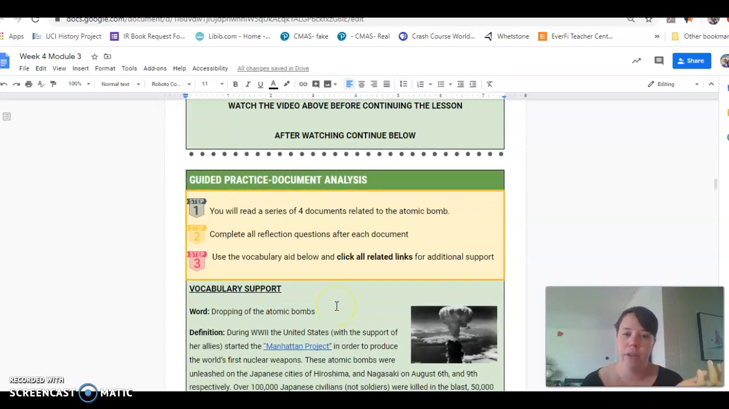Once you've completed watching the video, we're going to do our guided practice document analysis together. So you're going to read a series of 4 documents related to the atomic bomb, the video you just watched. You're going to complete all reflection questions for each document, and then you're going to use the vocabulary aid and click on any related links for additional support as you need them.